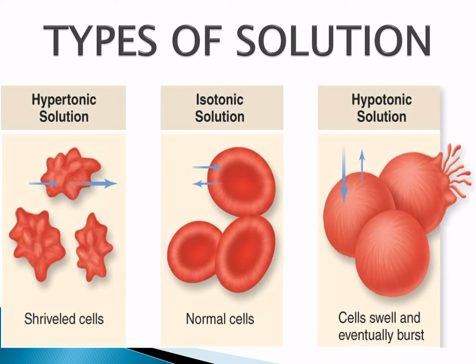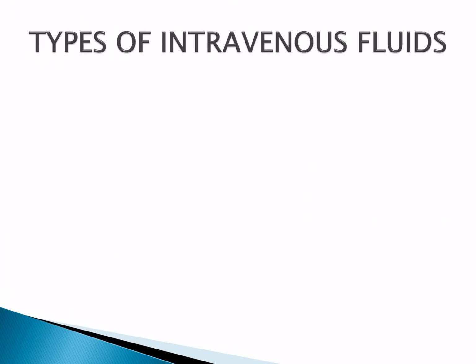Okay, so as you could see in the picture, you could know what happens to your blood. These are your blood cells. So if you have your hypertonic solution, your blood cells shrink. If you have an isotonic solution, nothing happens. If you have your hypotonic solution, your blood cells swell. Okay? So we have types of intravenous fluids.